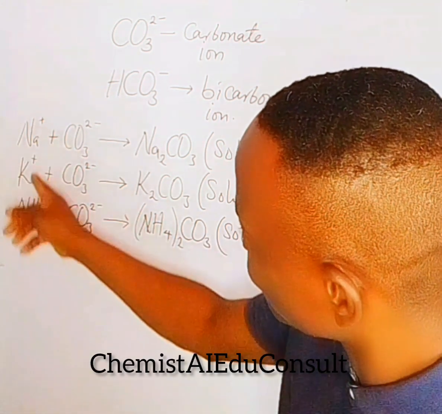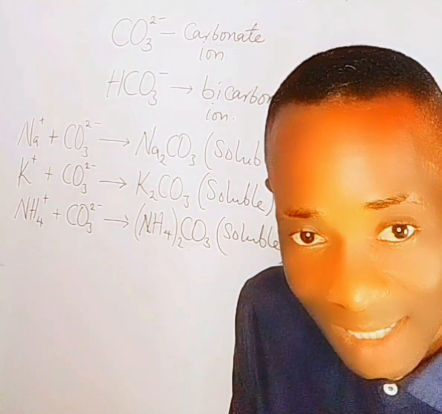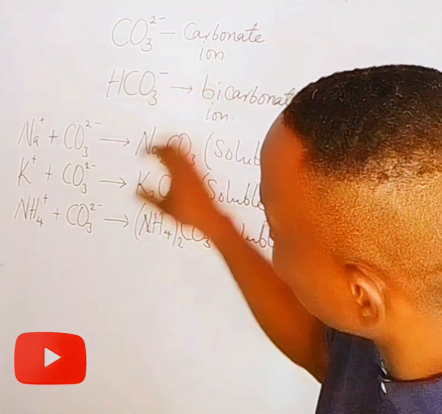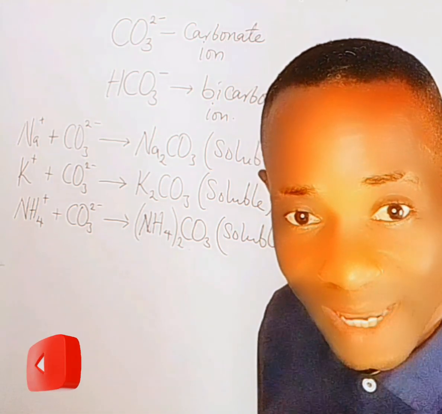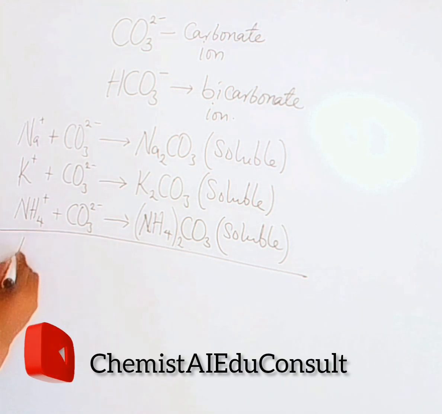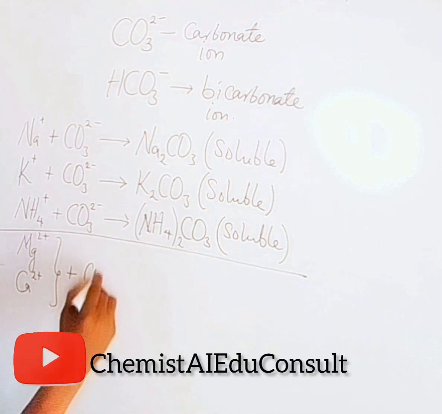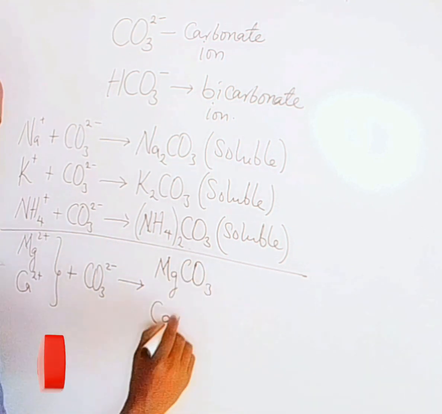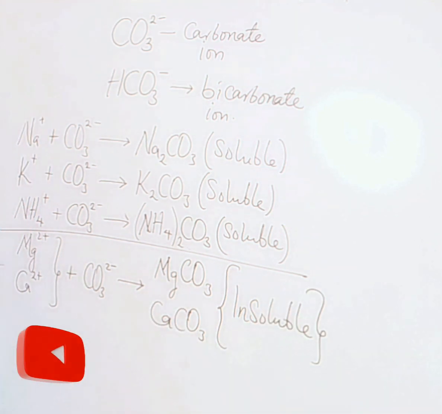You know, these metals in group 1 are called alkali metals. Group 2A elements are called alkaline earth metals. They disobey this solubility rule that says that carbonates of these metals and ammonium ion must be soluble in water. Carbonates of group 2A elements are insoluble in water. These are some of the group 2A elements. We have magnesium ion, we have calcium ion. When these 2 ions combine with a carbonate ion, they form carbonate that is insoluble. Magnesium carbonate, calcium carbonate. These 2 are insoluble. They can't dissolve in water.